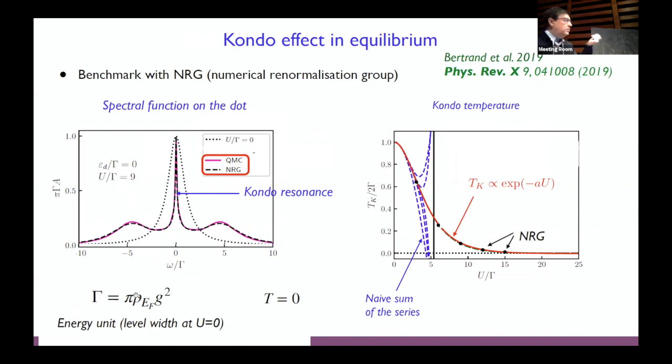Gamma is the Fermi golden rule without interaction. That's the unit of energy. And U over gamma equals 10, which is already relatively large. We see the appearance, even in this technique, of the Kondo resonance, which is here. The red curve is the Monte Carlo. The dashed curve is the NRG, and there is very good agreement.